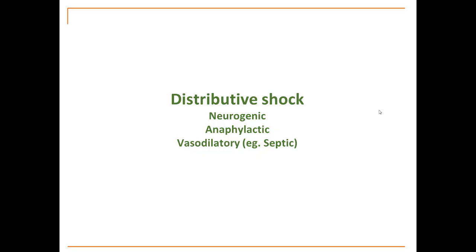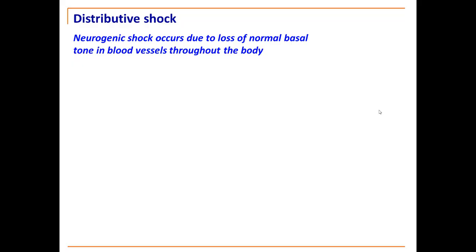So the final type of shock we're going to look into is distributive shock. And remember, this is where we're affecting the blood vessels themselves. So this can be neurogenic, anaphylactic, and vasodilatory, for example, in septic shock. And so neurogenic shock occurs due to the loss of normal basal tone in the blood vessels throughout the body. And venodilation is particularly important.